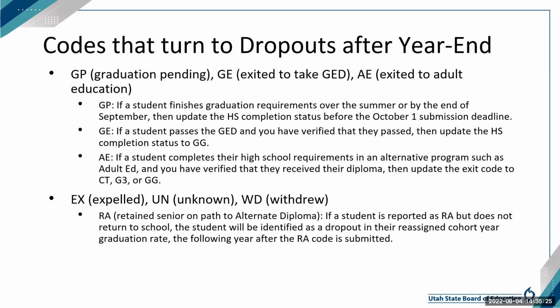These are some things that you'll want to keep an eye on. Exit codes that, if unchanged, would turn into a dropout: a GP, GE, or AE. If a student is reported as RA but does not return to school, the student will be identified as a dropout in their reassigned cohort year graduation rate the following year after the RA code was submitted. Next slide.